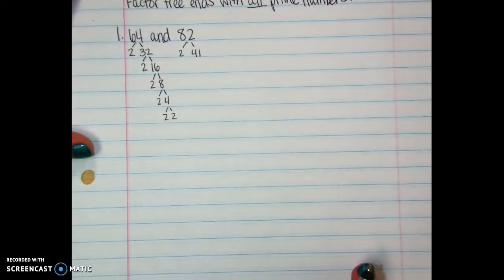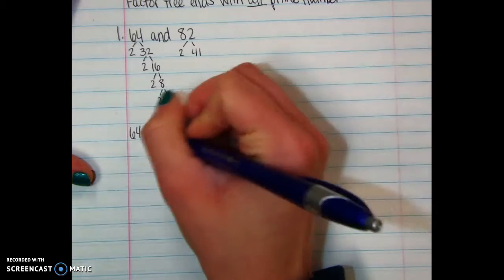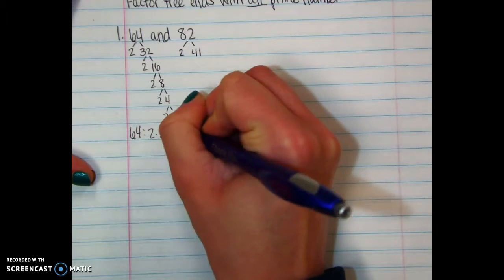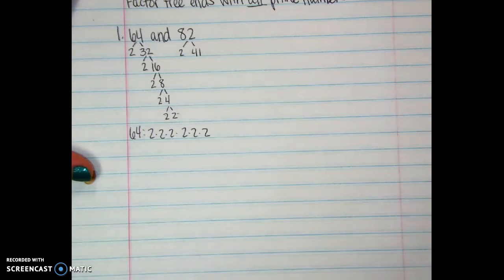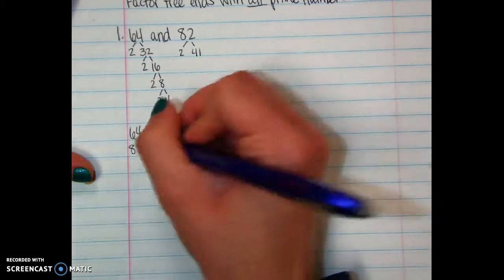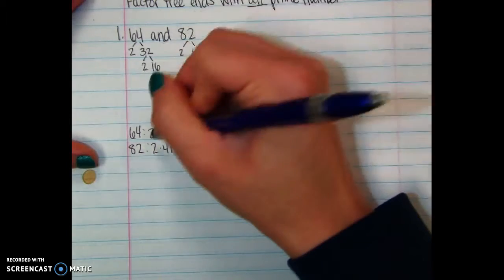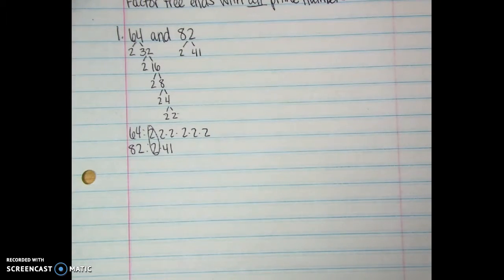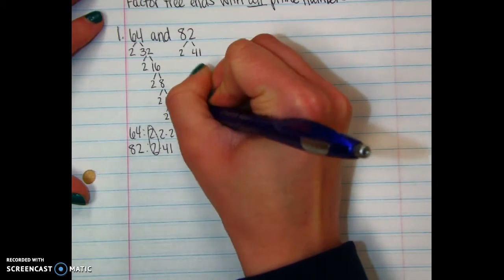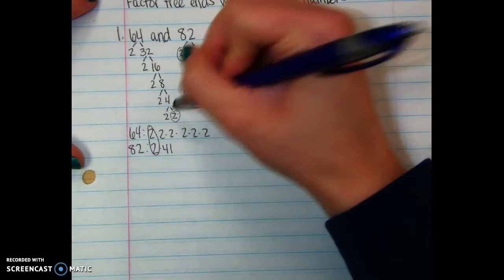Now, when I learned this in elementary school, we had to write out the factors. I think some of you might benefit from this. 64 is 2 times 2 times 2 times 2 times 2 times 2. 82 is 2 times 41. And then you circle what they have in common. So here, they just share 2. So your GCF is 2. If you were doing the circle method, you would just circle a 2 here and a 2 there.